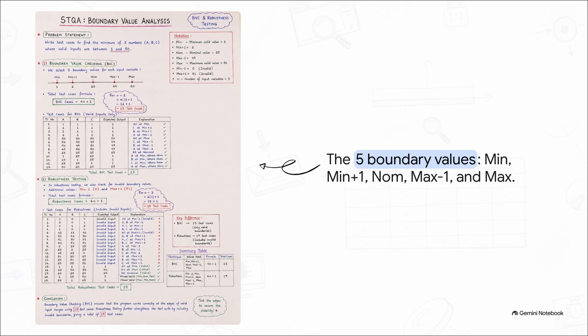In BVC, we select exactly 5 specific boundary values for each input variable. We take the minimum, which is 1, minimum plus 1, so 2. The maximum, 50. Maximum minus 1, which gives us 49. And finally, norm, or nominal, which we've set to 25. Now, what's really crucial to understand here is that the nominal value, 25, is just a representative, safe, normal value right in the middle of our range. It is actually not a boundary itself.